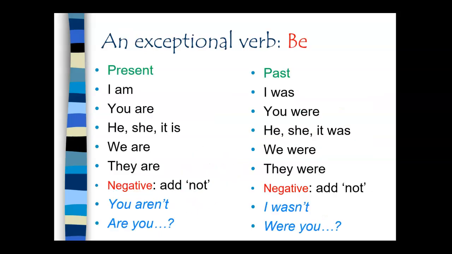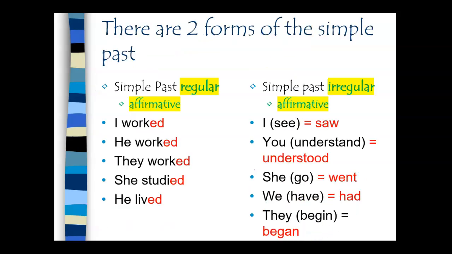Of course, you have to be aware of the verb to be because it is an exception. We know that we use the verb to be in the present: I am, you are, he, she, or it is, etc. But in the past, there are only 2 forms: I was, you were, he, she, or it was, we were, and they were. Of course, for both of them, to make a negative, we add the adverb not, and to make a question, we put the verb in front of the subject.